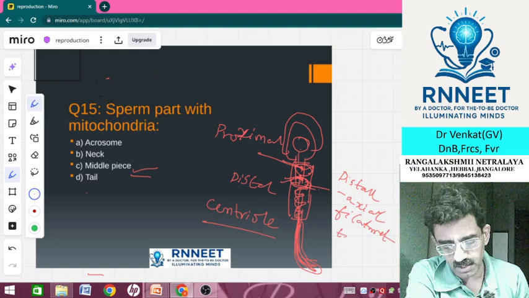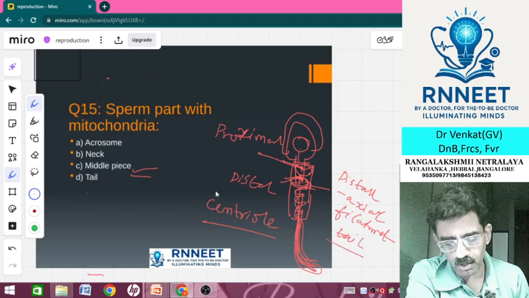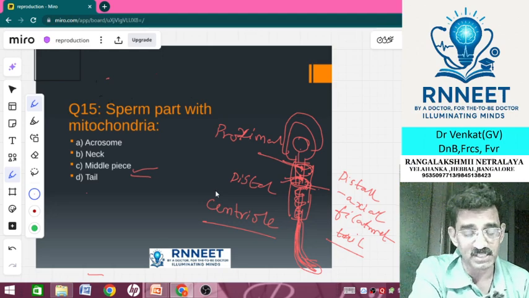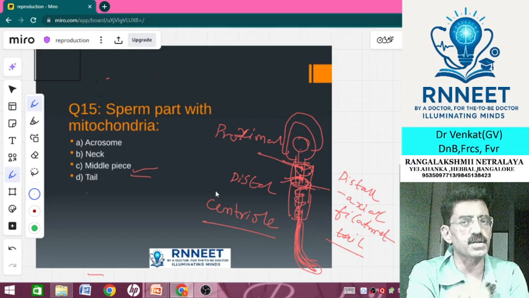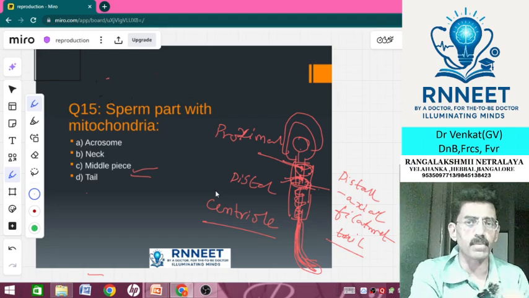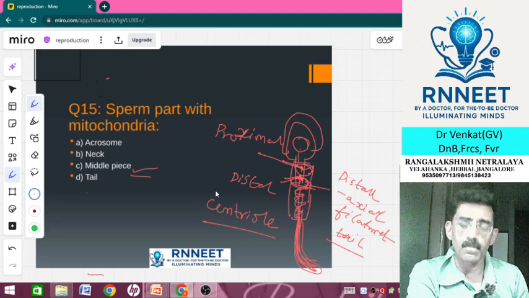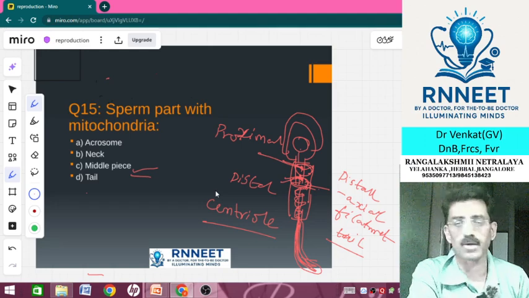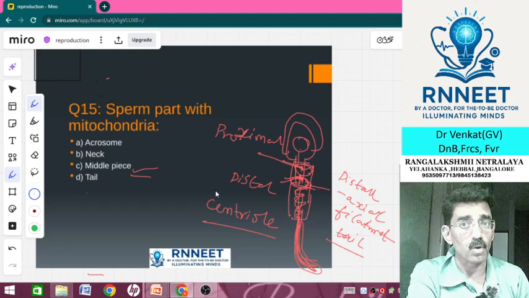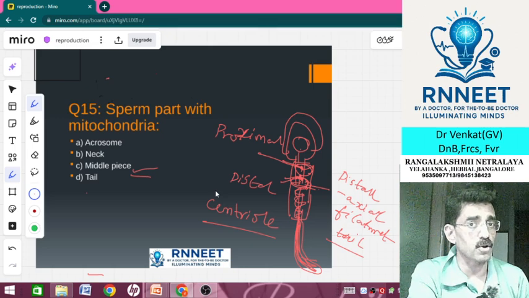You might want to write these things down in your mistake notebook. The mistake notebook need not have only your mistakes, but also these additional points which may not be written clearly in NCERT, but are important points you need to remember. The proximal centriole plays a very important role. When does it play this role?